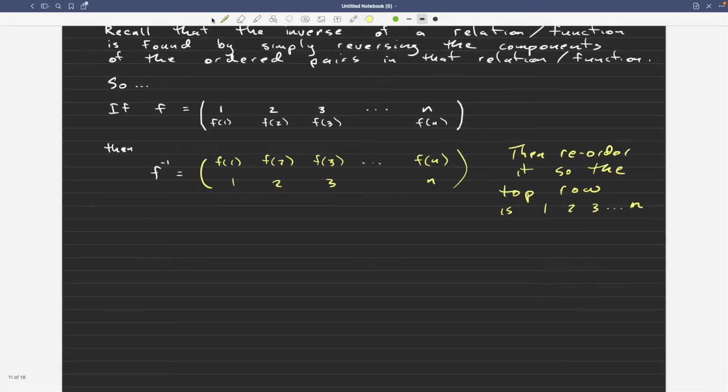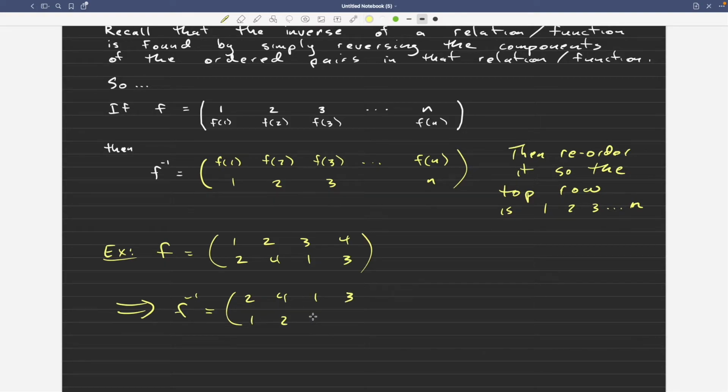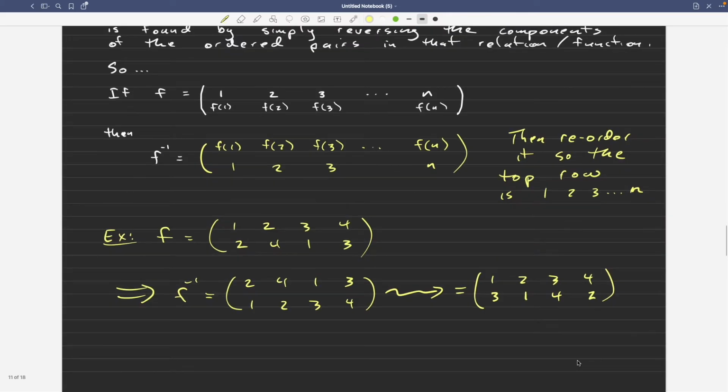So for example, let me make up a quick example here. If f is equal to 1, 2, 3, 4, and then 2, 4, 1, 3, like so, then f inverse would be, okay, I can just swap it, right? So 2, 4, 1, 3 on top, 1, 2, 3, 4 on the bottom, but then reorder to 1, 2, 3, 4. So 1 was with 3, 2 was with 1, 3 was with 4, and 4 went to 2, like that.